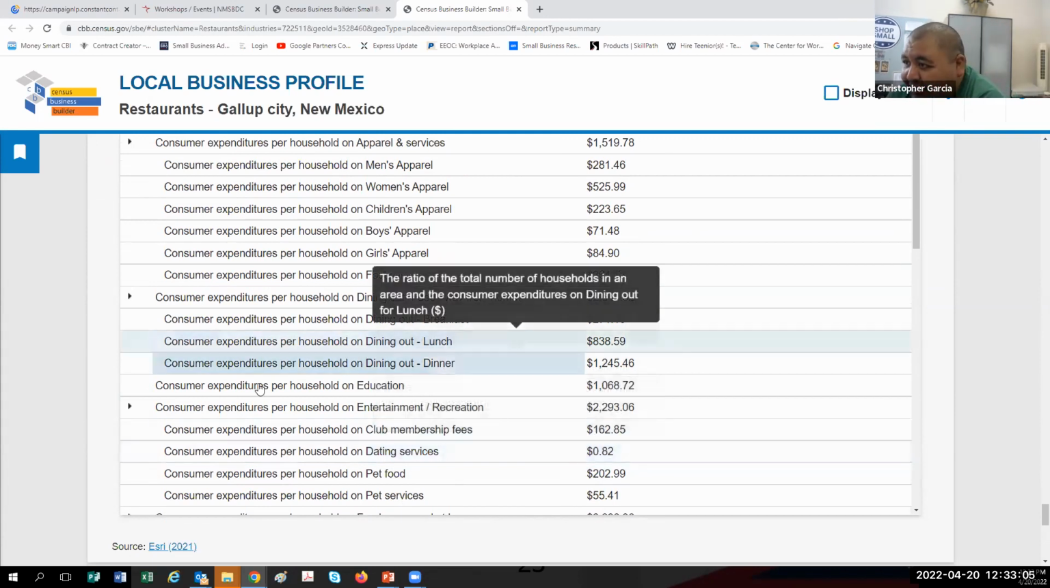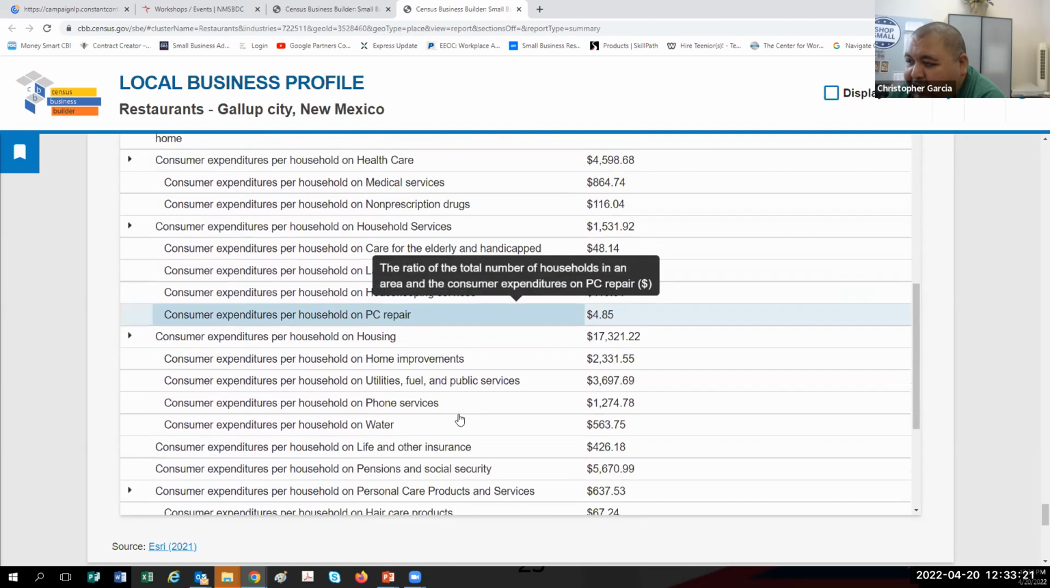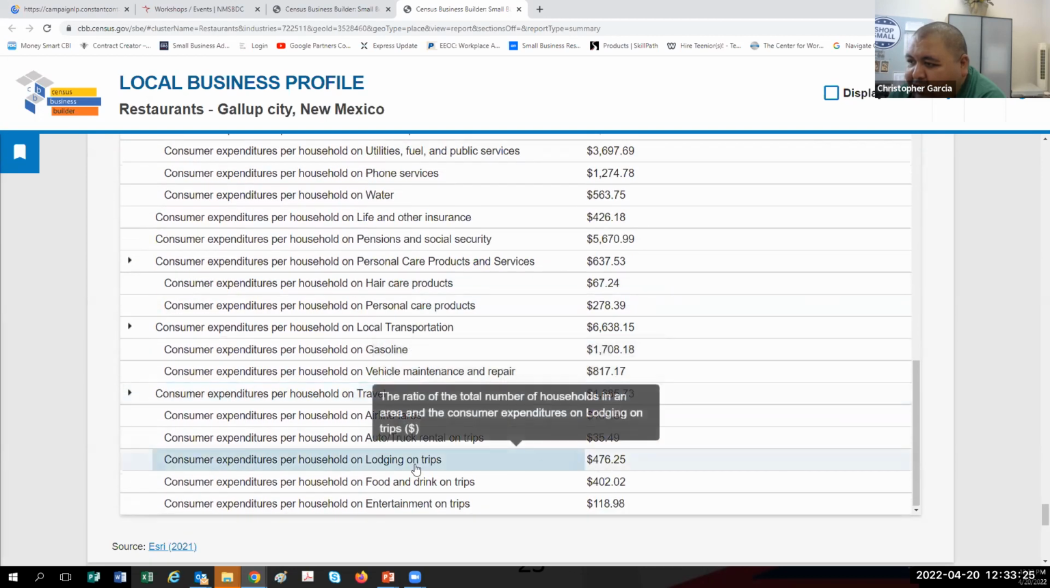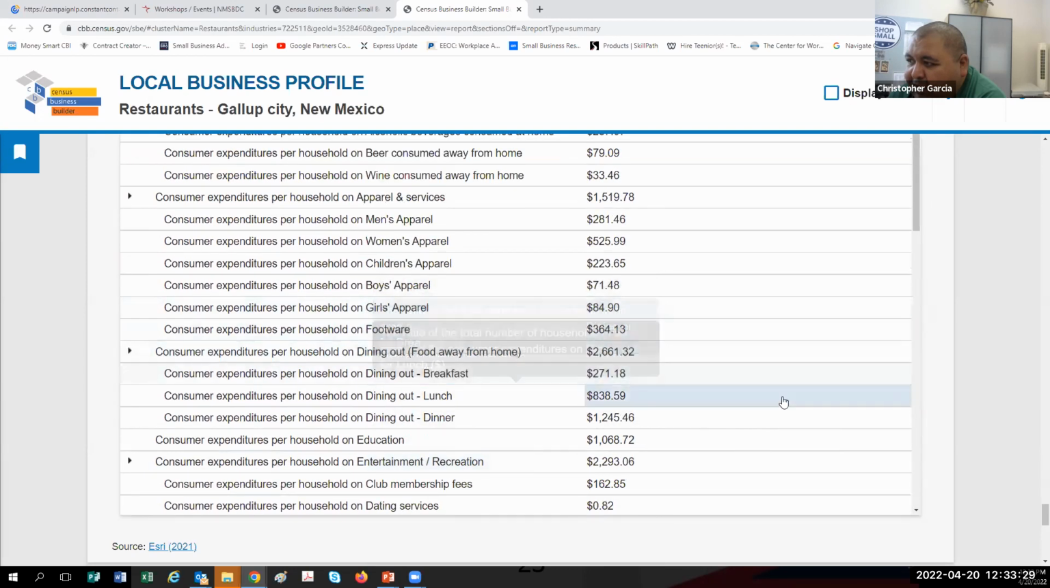And then if I was planning to start a business, say a restaurant that catered to lunch, I'd love to go into a place that had a high household yearly expenditure on lunch out of the home. There's not every category represented in this report, but a lot of the common categories are. Let's see, lodging and trips. Gosh, you guys spend in Gallup. You guys are spenders.